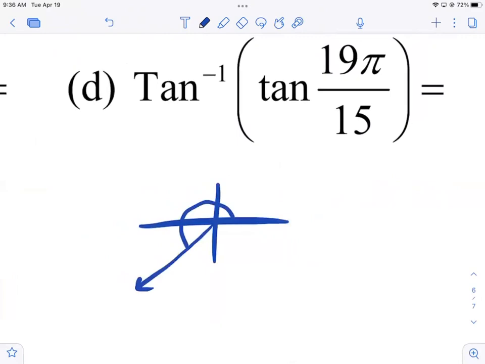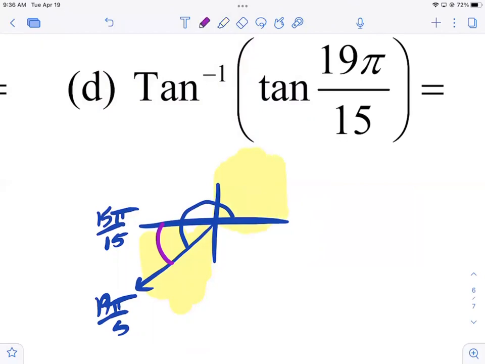It's quadrant 3, right? Because here's 15 pi 15ths. This is 19 pi 15ths. 4 pi 15ths. Well, what is 4 pi 15ths? The reference angle? Yes, reference angle. The reference angle is 4 pi 15ths. Now, in this quadrant, is tangent positive or negative? Positive.